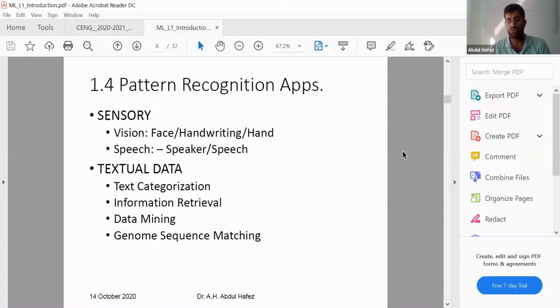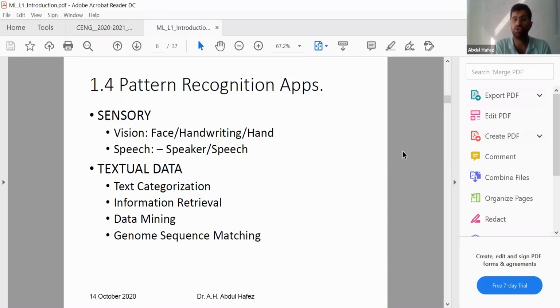Now I will try to show you some applications of pattern recognition, for example, sensory applications. Sensory application, understanding images, we call it vision. We have a camera connected to a computer, so this is vision. We have a microphone connected to a computer. We speak to the microphone. Our voice is stored in the computer and processed by the computer, so it is speech understanding.